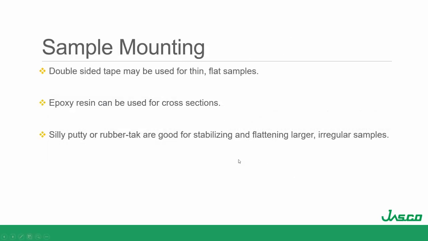For larger, flat samples, double-sided tape can be used. A resin is really good for cross sections or really small samples that would not stay up otherwise. And then the last one is silly putty or rubber tack. They're really good if you've got a larger sample that's uneven and at an angle. You can put it on the tack and change the tack around until it's flat to the surface, flat to the objective.